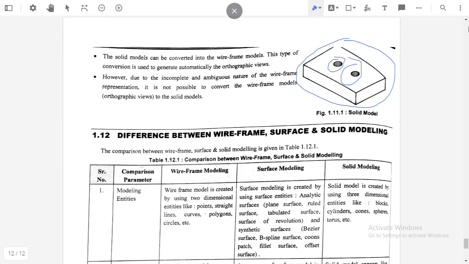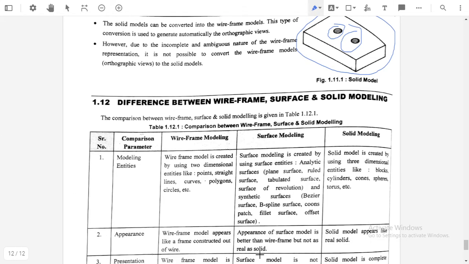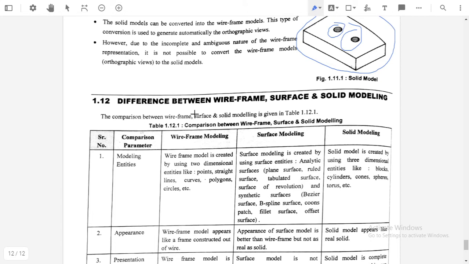Okay, now this is related to solid modeling. We will compare wireframe modeling, surface modeling and solid modeling based on some parameters. So the first parameter is modeling entities. Which modeling entities are available in wireframe modeling, surface modeling and solid modeling?